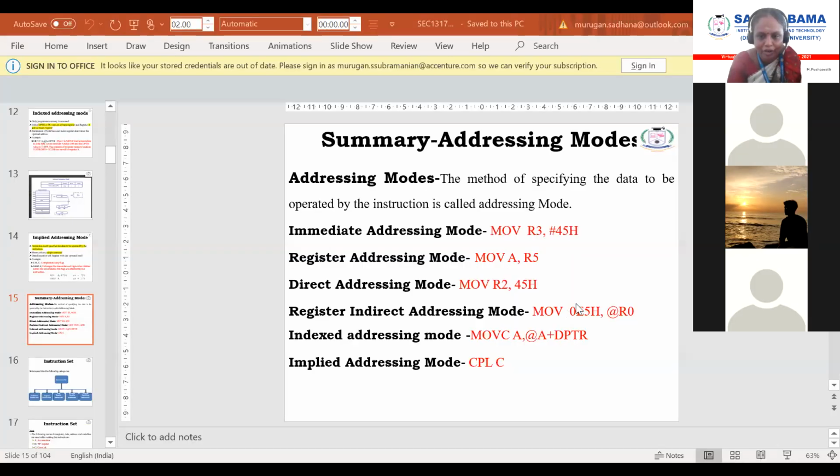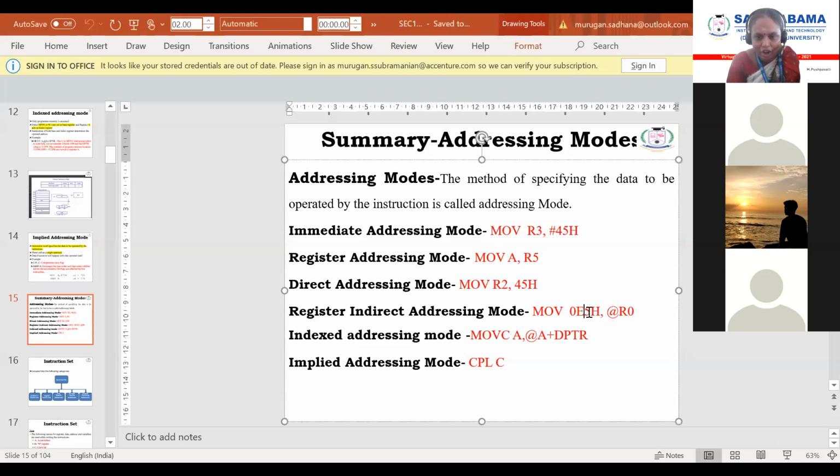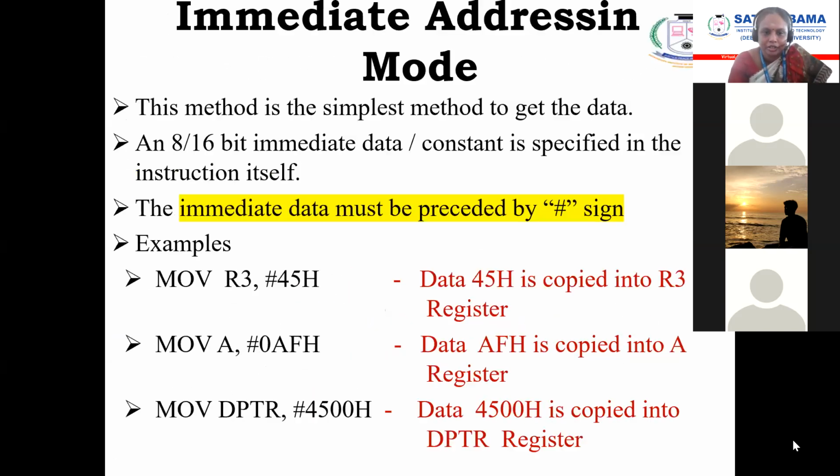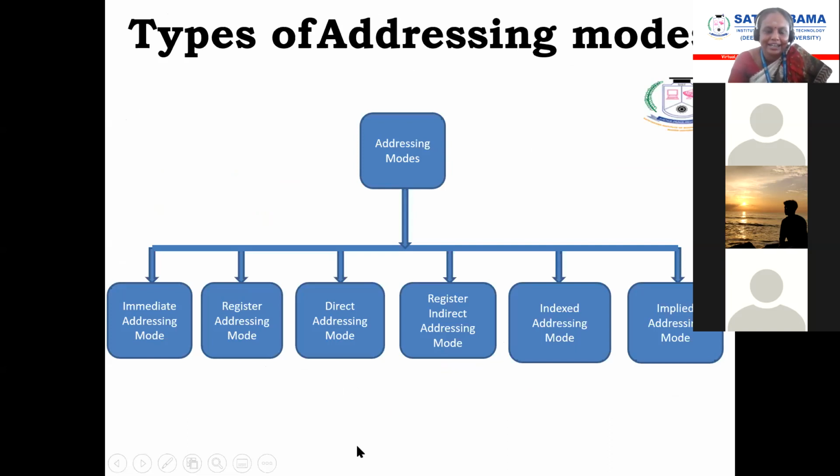Actually, I have to put what, ma? E0 only. E0 only, address of what, ma? Accumulator. Okay. So have you all understood the addressing modes, ma? Immediate addressing mode. What is the symbol used in immediate addressing mode, ma? Hash. Register addressing mode? Move. Destination register comma source address.